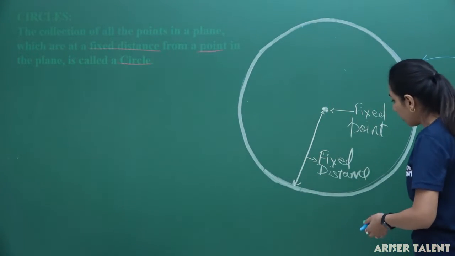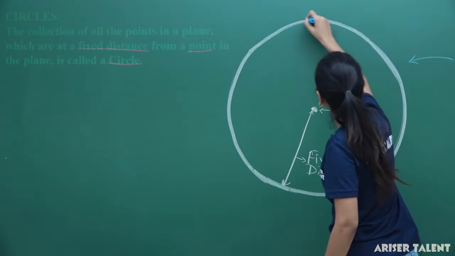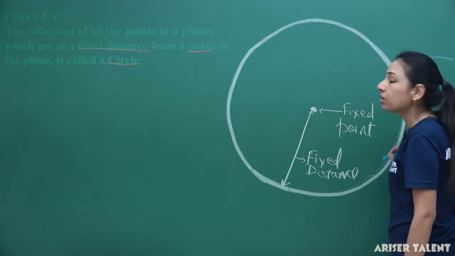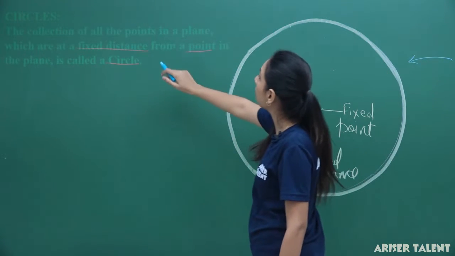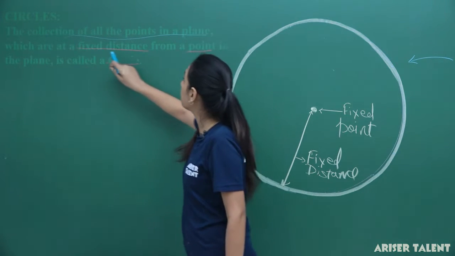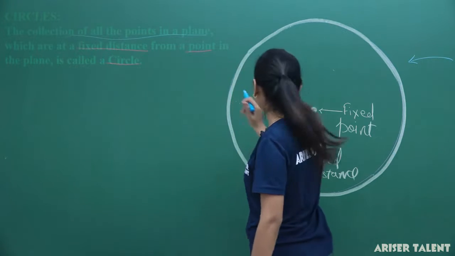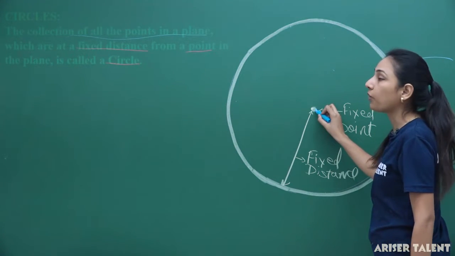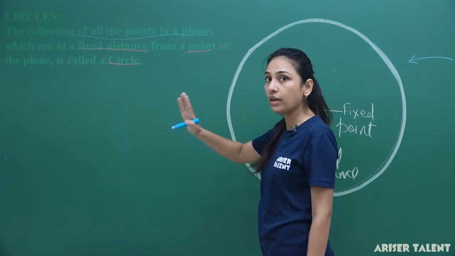So, understood this definition, the collection of all points. These are all the points. I was telling you infinite number of points are on the circle. By these infinite number of points, this periphery is made, and this is the collection of all the points in the plane which are at a fixed distance from a point in the plane, and the point in the plane is this point. This is called a circle.